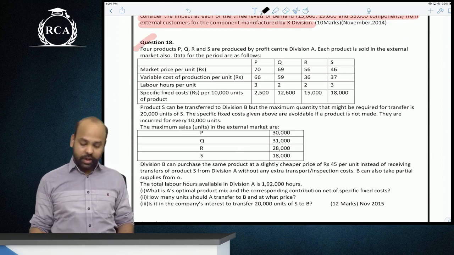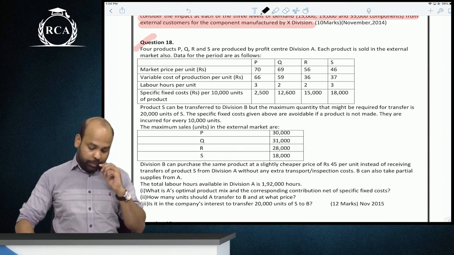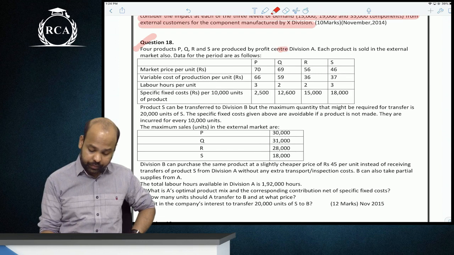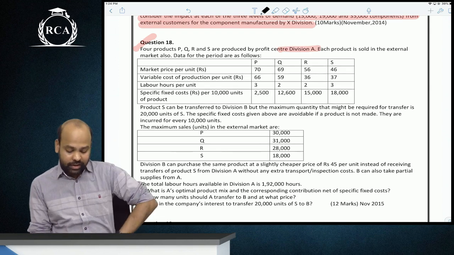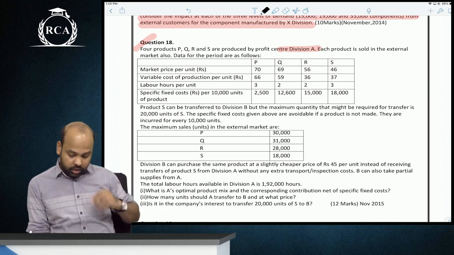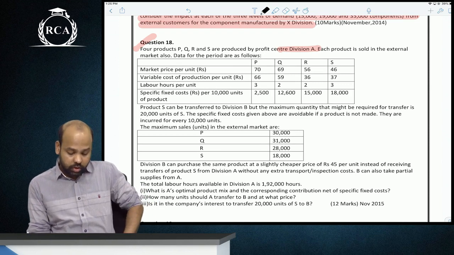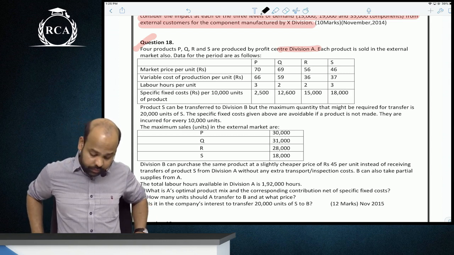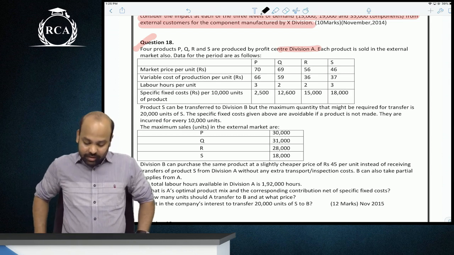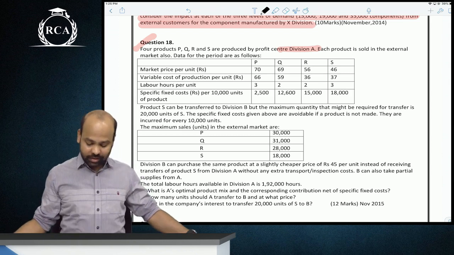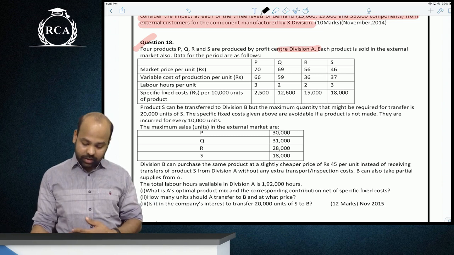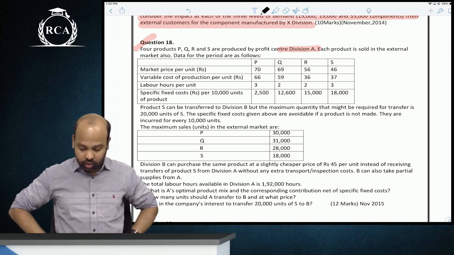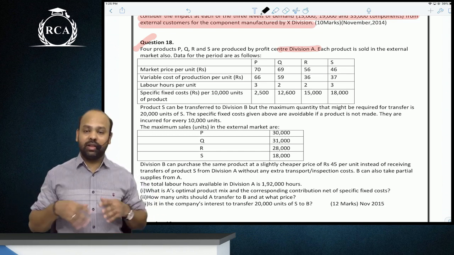Okay. Yes, sir. There are 4 products PQRS produced by a profit center, division A. Each product is sold in the external market also. Data for the period are as follows. Market price per unit of PQRS is 70, 69, 56, 46. Variable cost of production per unit, beta, is 66, 59, 36 and 37. Labor hours per unit is 3, 2, 2, 3. Specific fixed cost, beta, per 10,000 units of product is 2,500, 12,600, 15,000, 18,000.